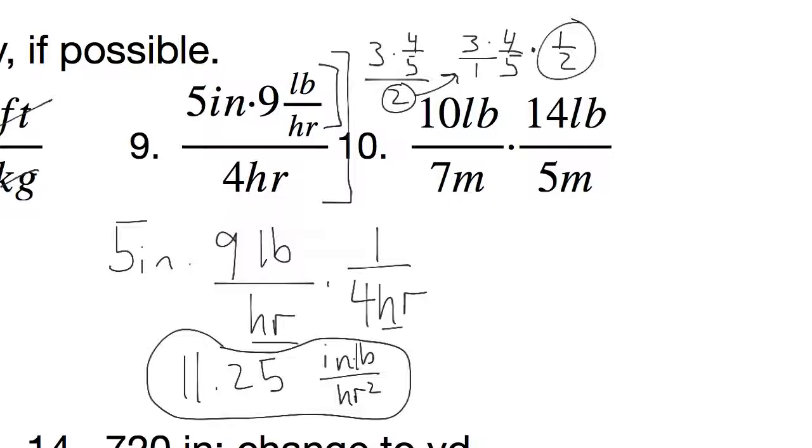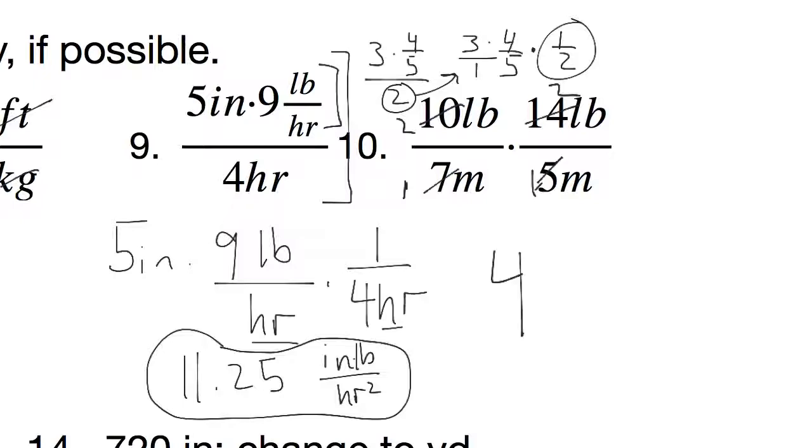Before I multiply across, I'm going to do a little bit of canceling. The 10 and the 5 cancel, so that's 2 and 1. The 14 and the 7 cancel, 2 and 1 also. So really we have 2 times 2 is 4 over 1. The number is just going to be 4.